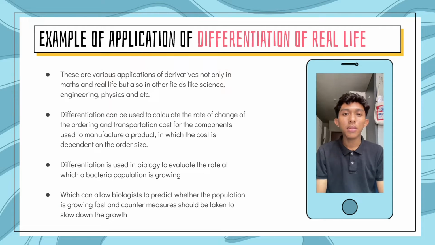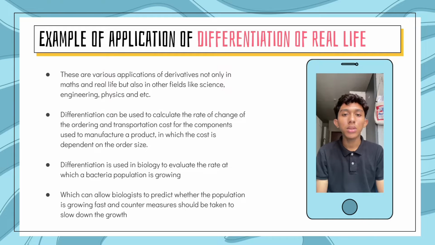There are various applications of derivatives, not only in math and real life, but also in other fields like science, engineering, physics, etc. Differentiation can be used to calculate the rate of change of the ordering and transportation cost for the components used to manufacture a product, in which the cost is dependent on the order size.